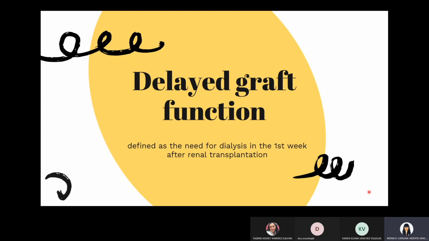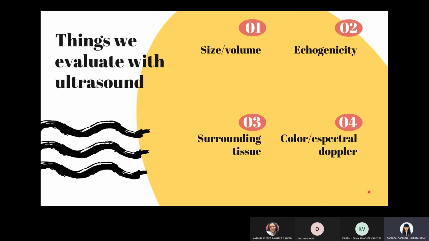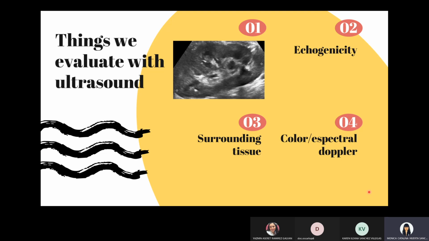And on ultrasound, we can see this delayed graft function as an absence of the diastolic blood flow and a high resistive index, which are both things our patient had. So what are some of the things we evaluate in the ultrasound in patients post-transplant? First, we look at the size and volume, and it should be similar to a healthy native kidney, but it can also be up to 32% larger in the first few days. So in our patient, it was normal.